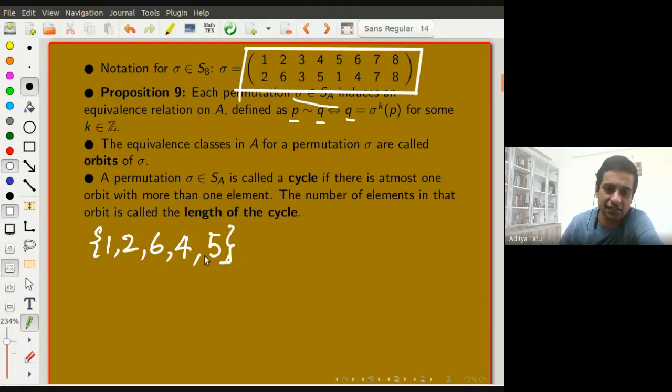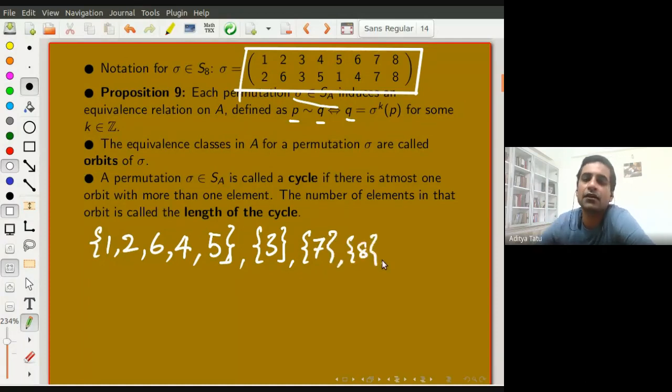What are the other equivalence classes? 1, 2 we are done. Let's look at the element 3. What happens if I apply sigma to 3? I get 3 only, right? No matter how many times you apply sigma to 3, you get 3 only, which is why the equivalence class of 3 is a singleton set. So 1, 2, 3, we are done with 4, 5, 6. What about 7? Again, it's a singleton set, and so is 8. These are all the equivalence classes of the set A, where the equivalence relation is induced by this permutation sigma.